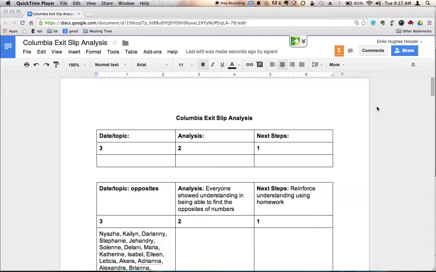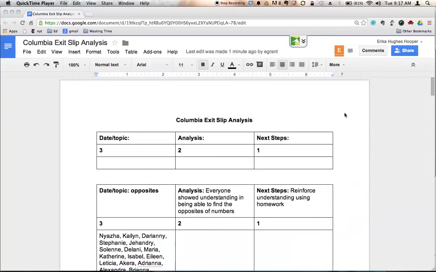Okay, so can you tell me a little bit about this exit slip analysis? Actually, let me just back up for a second. If I recall correctly, back at the beginning of the year, one of the things you were grappling with was, "I get the whole exit slip thing, but then what do you do with that information?" Can you talk a little bit about how that led you to this?